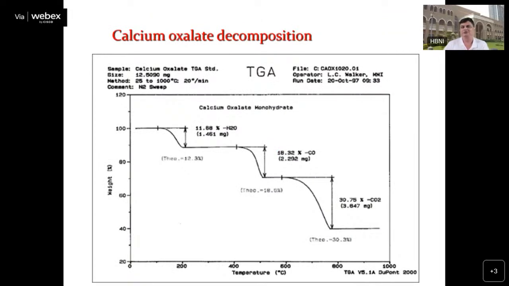This is basically the TG curve for the calcium oxalate decomposition, and you can see that it involves three stages where there is loss in weight. At the first stage itself, we are losing water molecules. In the next stage, we are losing carbon monoxide, and in the third stage, as the temperature increases, we are losing carbon dioxide.